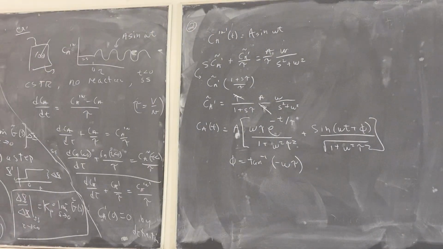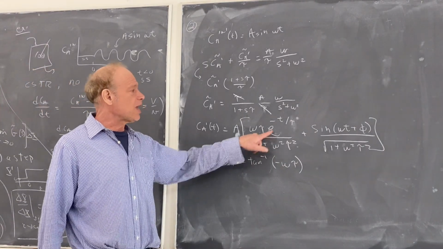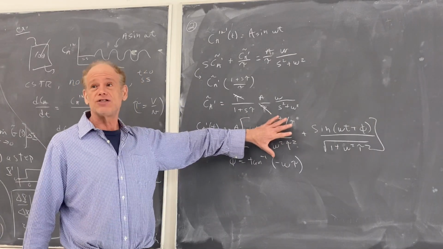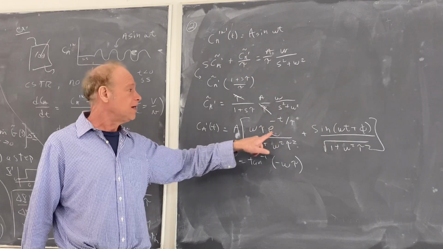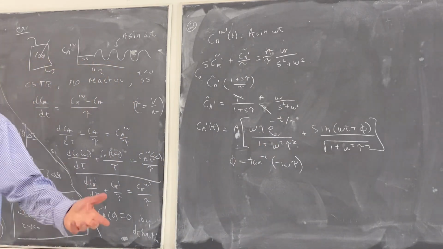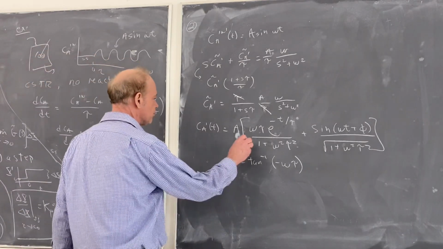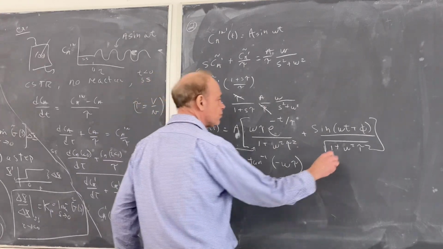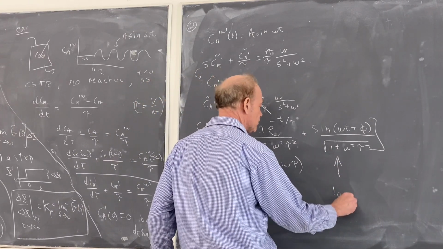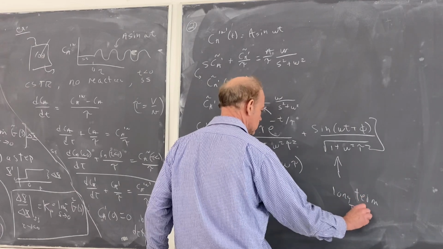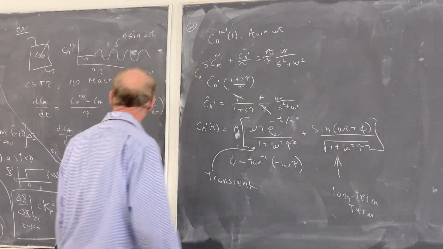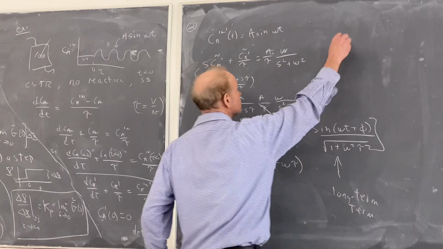So if we look at the answer, what we see is the following. First of all, there's one term that decays with t, decays exponentially. So at long times, this term disappears because as t goes to infinity, e to the minus t over tau goes to 0. So this is the transient term. This is the long-term term. And let's notice what it does. This says, if you remember, we have CA in.